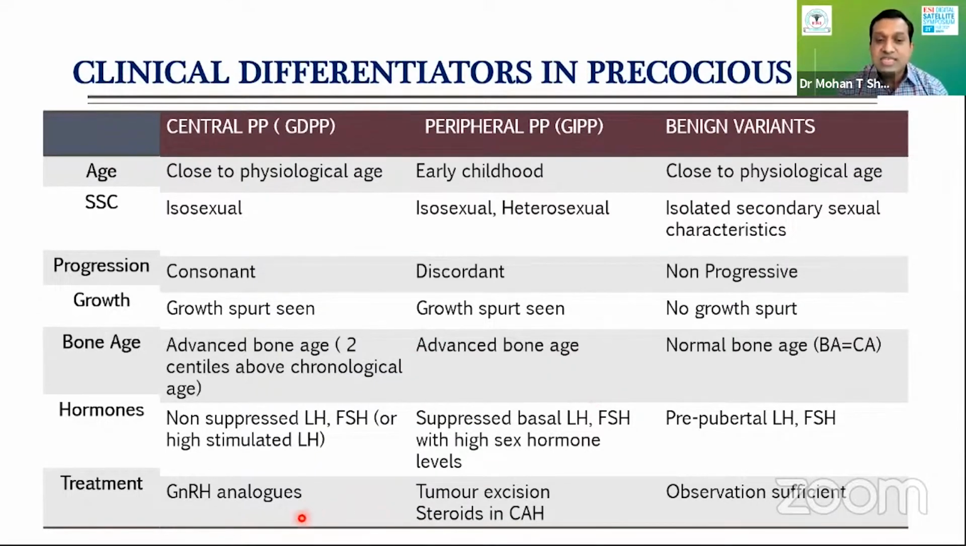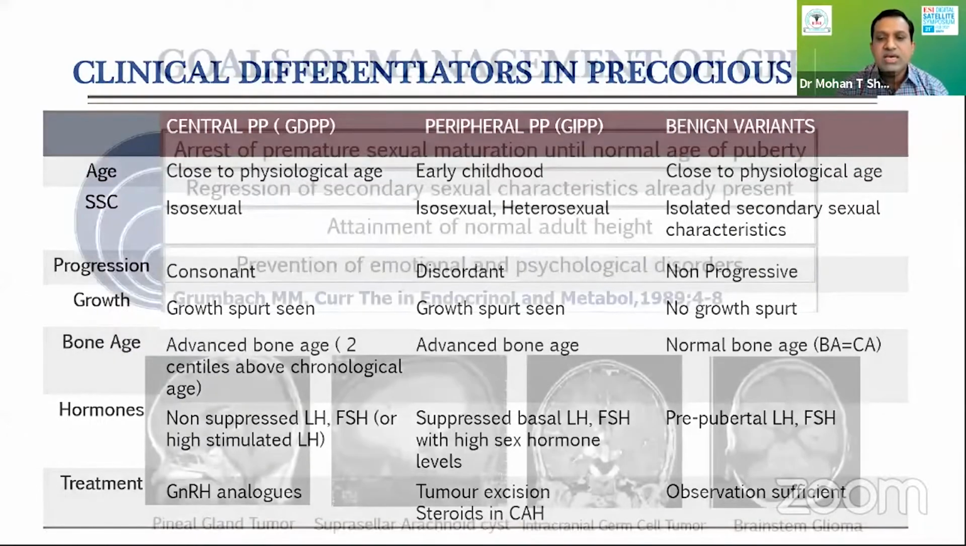Treatment of central would be GnRH analogs, treatment in peripheral would be tumor excision, and in CAH it will be steroids. Benign variants definitely merit only observation, just to see that they are not progressing. Goals of management are definitely to attain normal height, prevent emotional and psychological disorders, and achieve regression of the sexual characteristics.